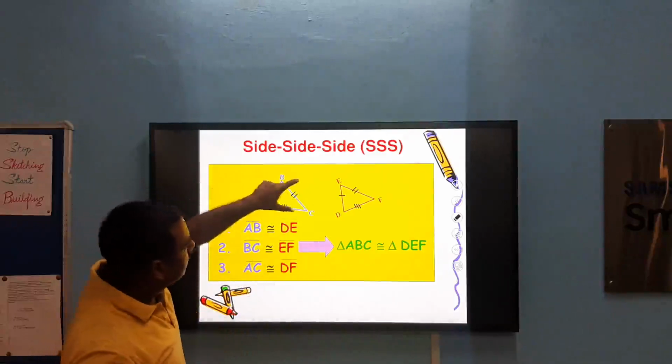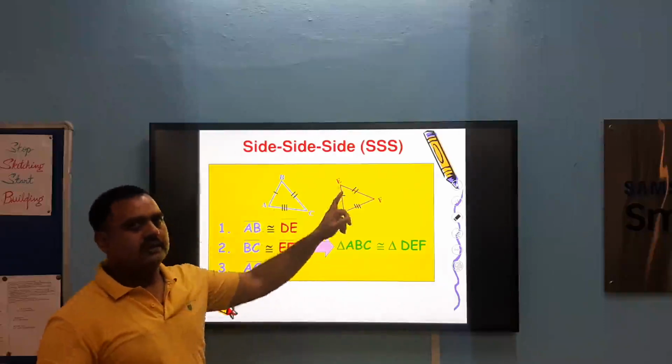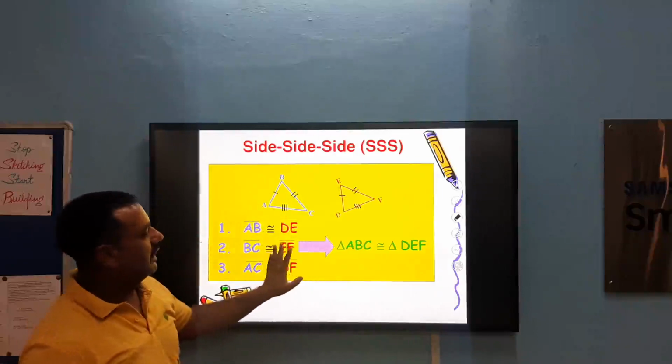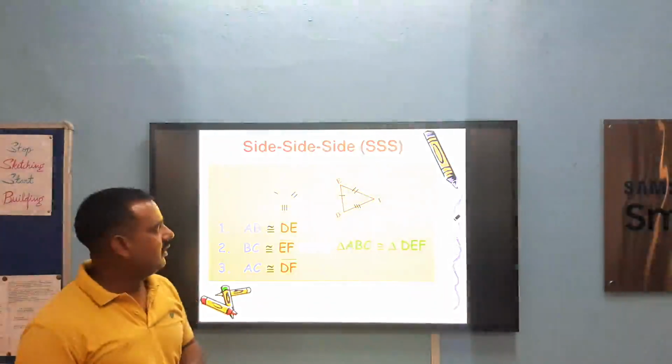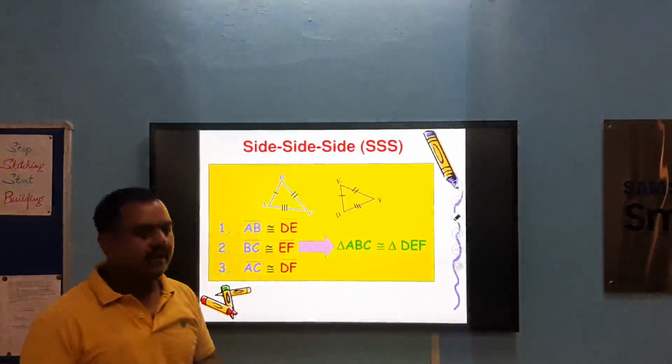it means that corresponding sides of 2 triangles are equal to each other like this, then we can say that these 2 triangles are congruent. This criteria is known as SSS or side, side, side.